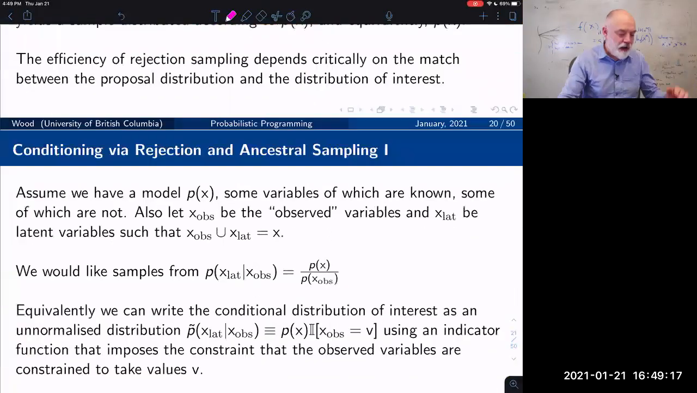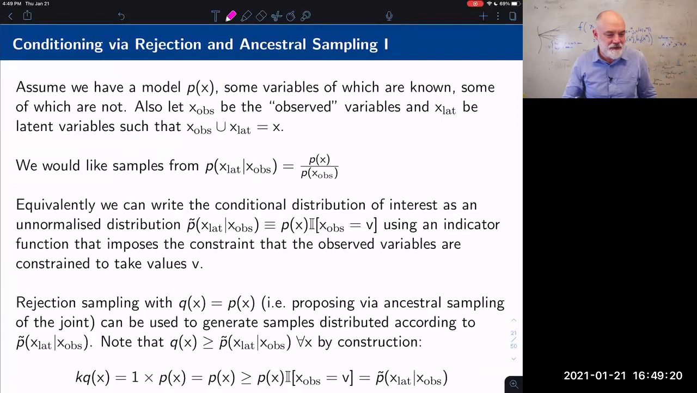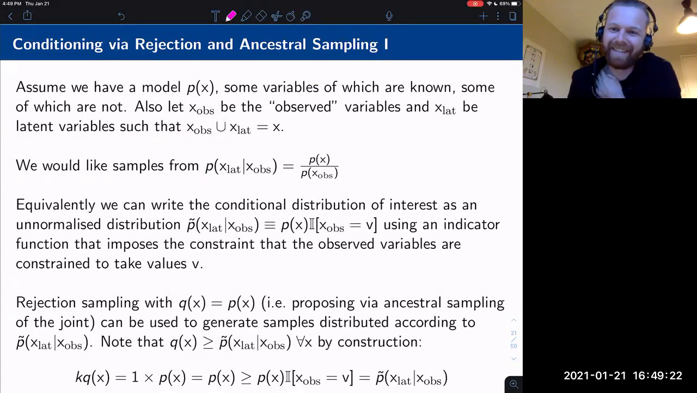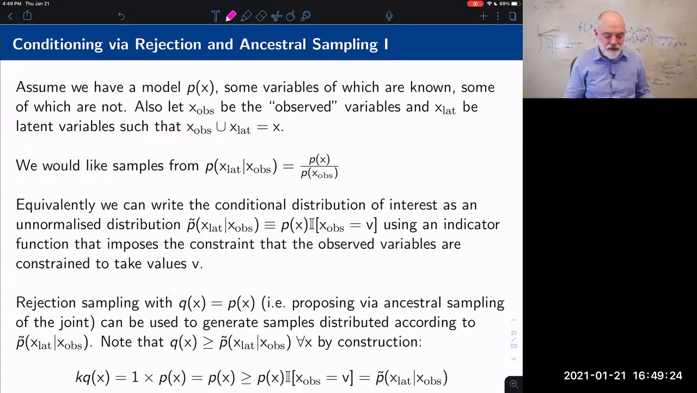That's right. So I will do you a favor and say that the useful thing to think about here is ancestral sampling and rejection to give you posterior samples, basically. Let's say we have a model, some of whose variables are known, some of which are not. We'll say the x obs are the observed variables, and x latent will be the latent variables, such that the union of those is x. So we want, for instance, samples from the posterior distribution of the latents given the observeds.